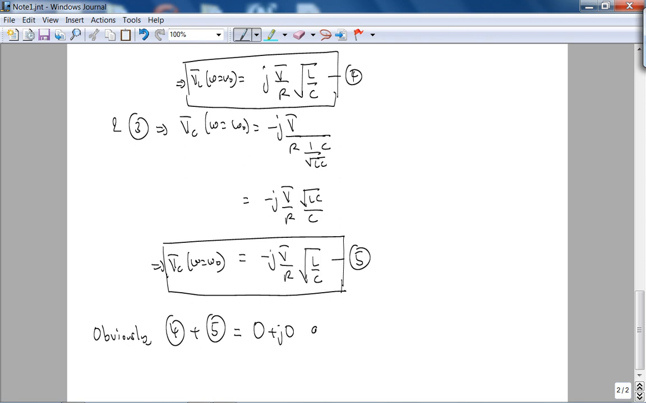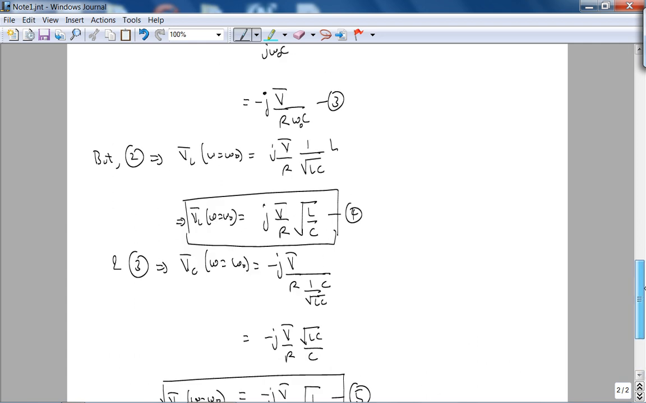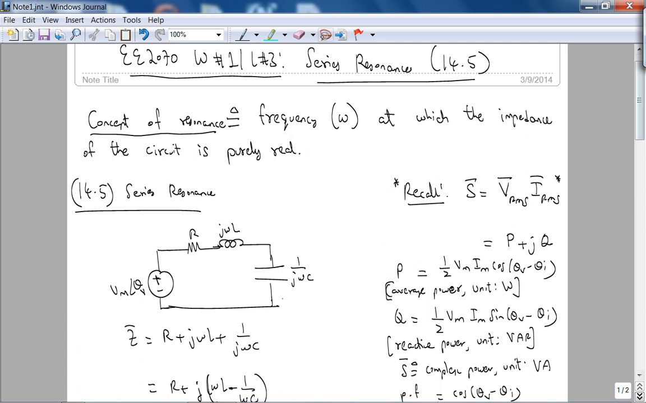But the bottom line is, and this makes sense, that since all the voltage is dissipated across the resistor, in other words, the impedance of the circuit is purely resistive, or the series combination of the capacitor and the inductor is acting like a short circuit. You will see the dual case, that is parallel resonance, where the parallel combination of the capacitor and the inductor will act like an open circuit when the input is a current source.